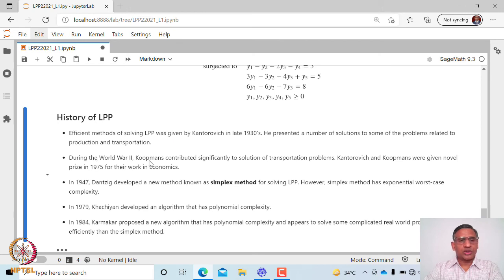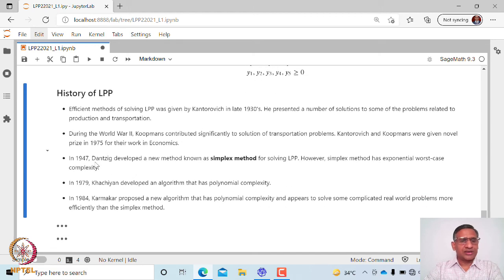During the Second World War, Koopmans contributed significantly to the solution of the transportation problem, and Kantorowicz and Koopmans were given Nobel Prizes in 1975 for their work. In 1947, Dantzig developed a new method which is called the simplex method, and this is what we are going to concentrate on a lot. We are going to study this in more detail. So he developed the simplex method for solving linear programming problems.